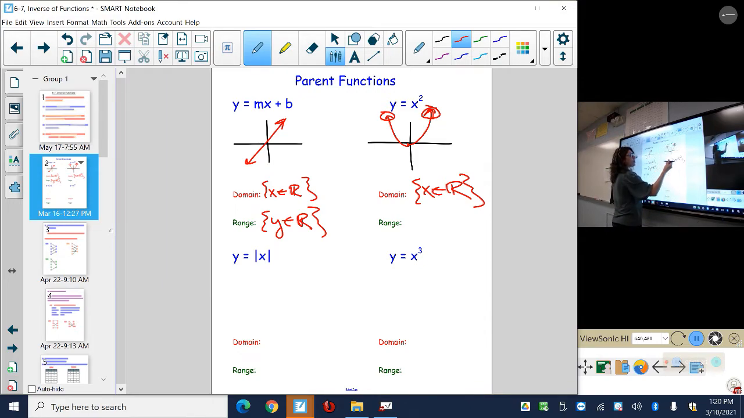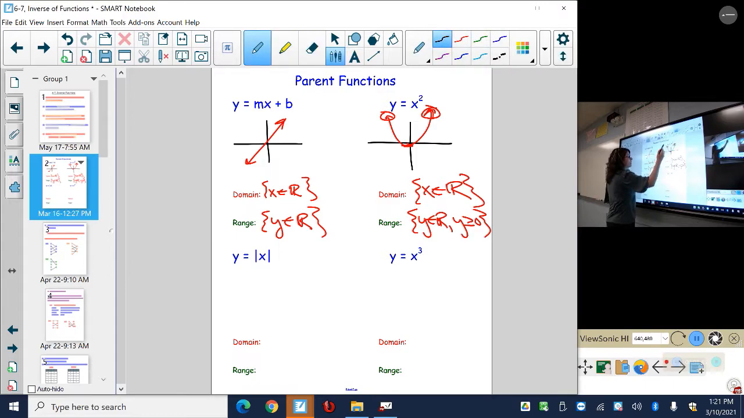However, the range is read from bottom to top. Whenever you read it from bottom to top, you first run into it at the value 0. So this is y is an element of the reals, but then y has to be greater than or equal to 0. Okay? Absolute value.